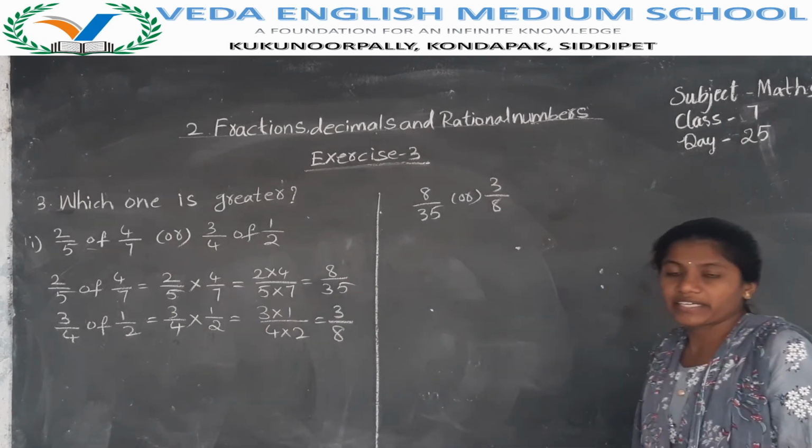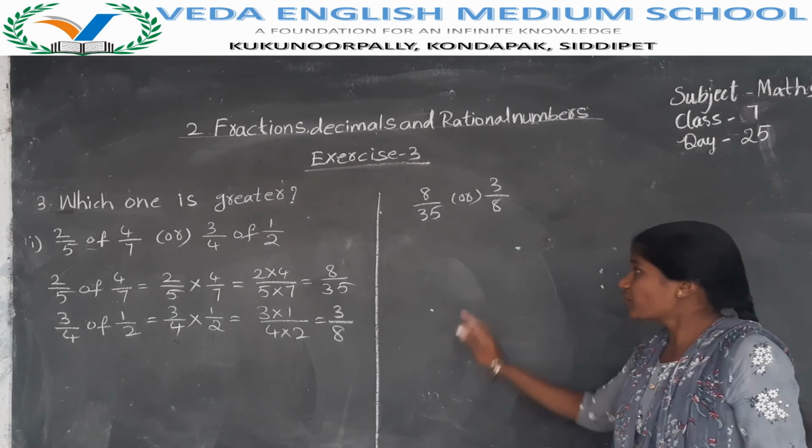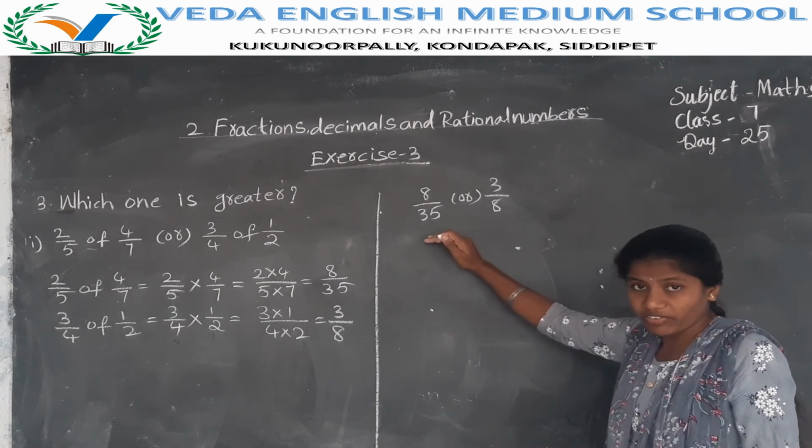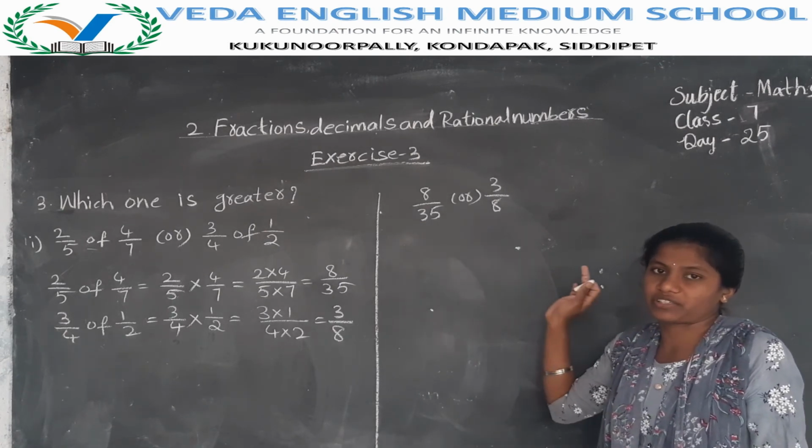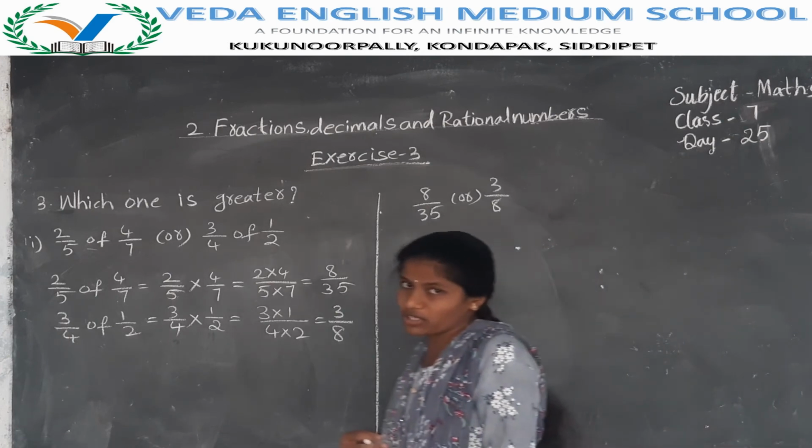To find the greater fraction and to find the smaller fraction, first of all we have to convert the given fractions into like fractions. We have learned addition of fractions.